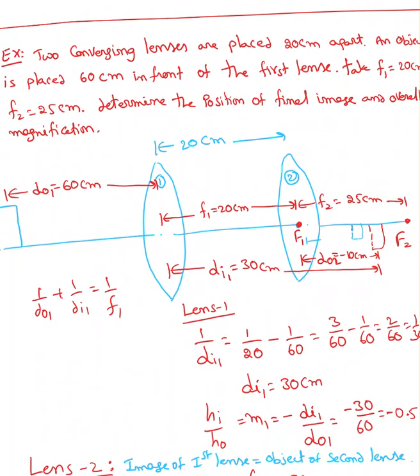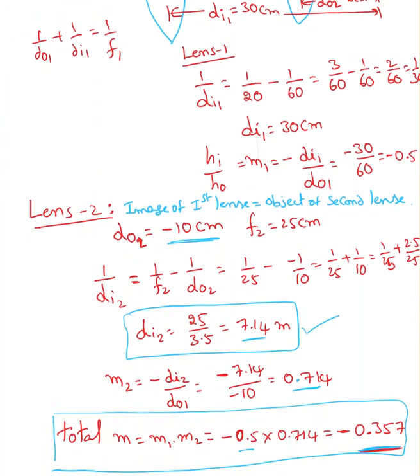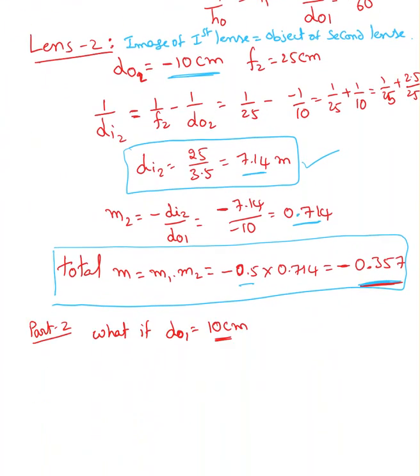Now in the same question, let me move the distance of object 1 to 10 centimeters. So I'm going to do part 2. I just created this part to extend our problem. What if the distance of object 1 is 10 centimeters? Everything is in centimeters, so I'm not converting it to meters.